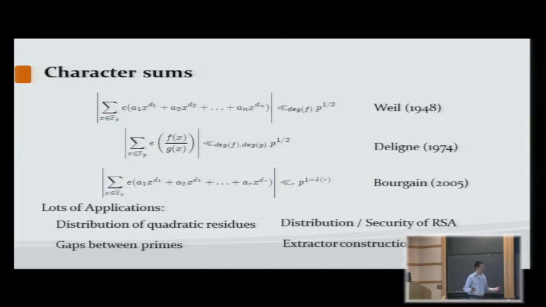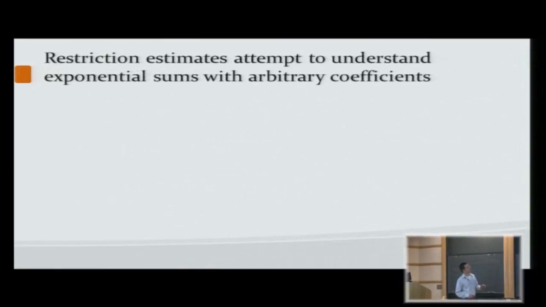And for another CS application, in the CS seminars, extractor constructions have been built based on exponential sums. So this is an area where there's more to be done, but we also know a fair amount. And so what I want to talk about today is restriction estimates. Restriction estimates are sort of trying to generalize the problem in a slightly different direction.